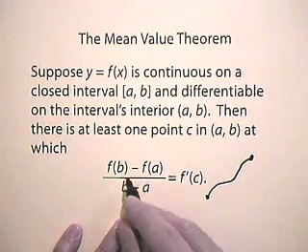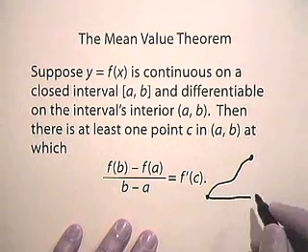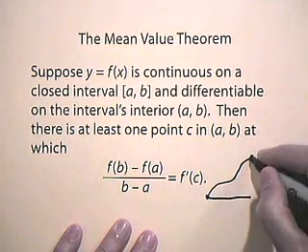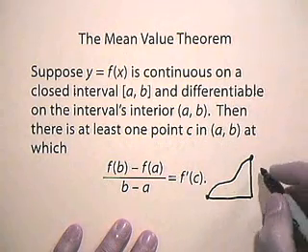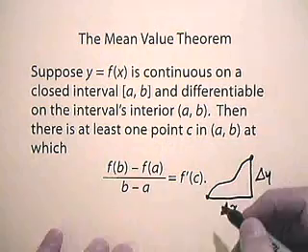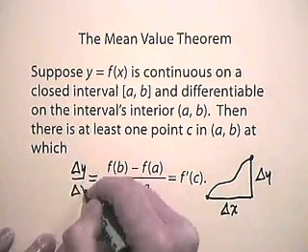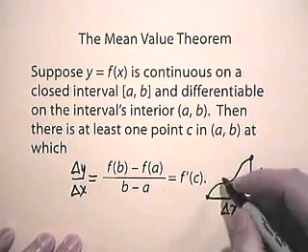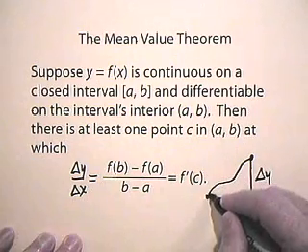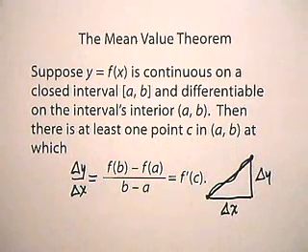So in other words, all we've got here is the rise over the run between the points (a, f(a)) and (b, f(b)). So that would be delta y over delta x. So think of this as delta y over delta x. And so what does that mean? It's simply the slope of the straight line connecting the two endpoints of the graph.